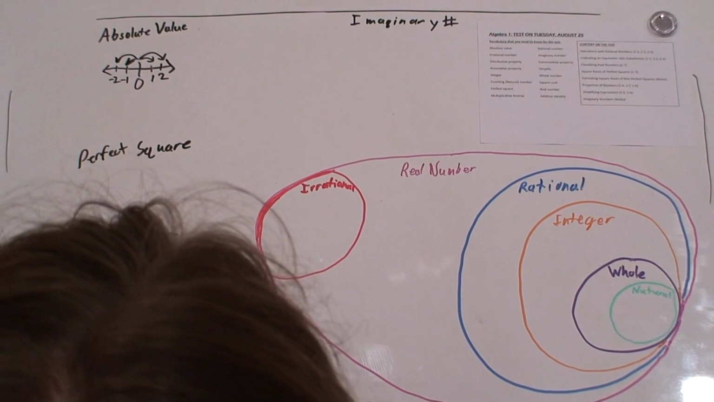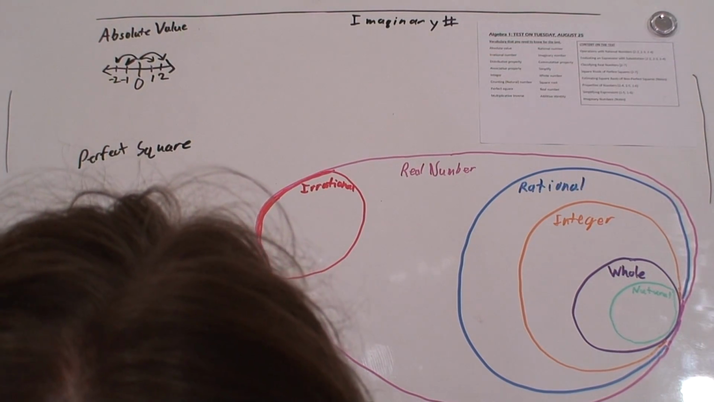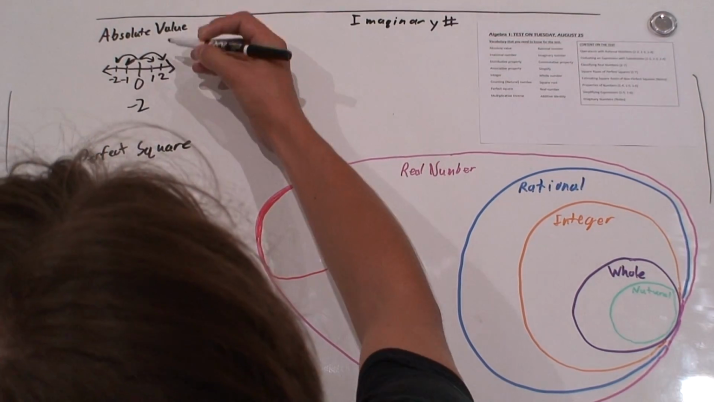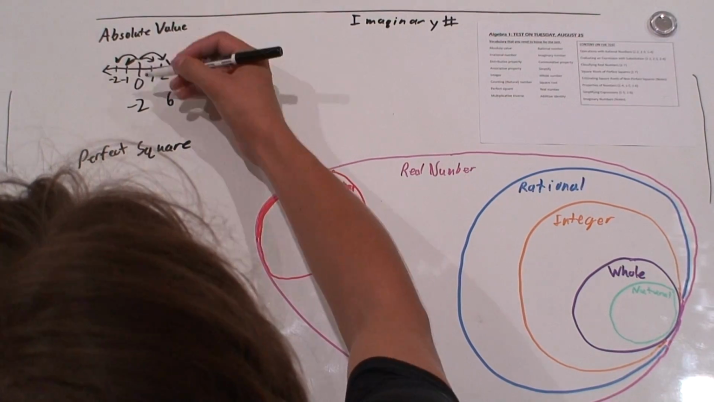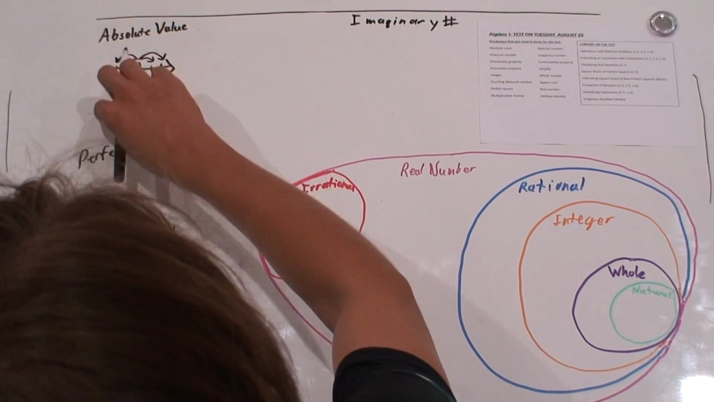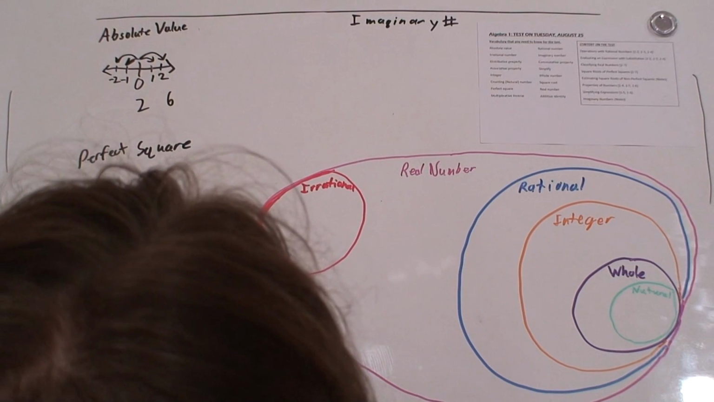A way that you can think of absolute value is, if you have a number, any number, you take away any minus sign in front of it.